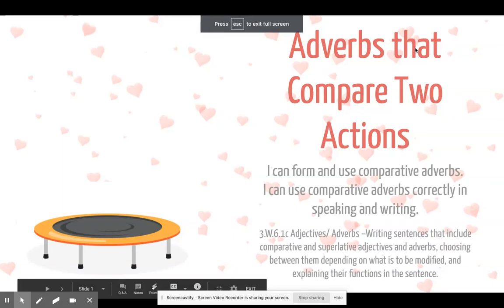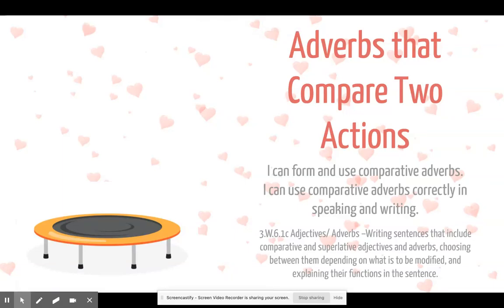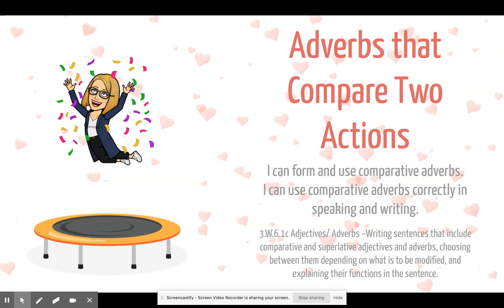Hey guys, we are going to continue looking at adverbs that compare actions. So our goals for today are: I can form and use comparative adverbs. I can use comparative adverbs correctly in speaking and writing.